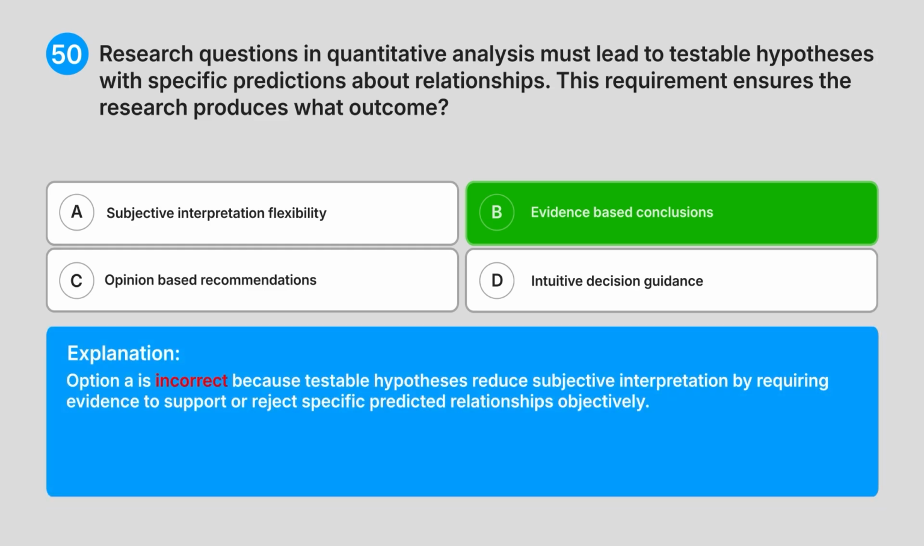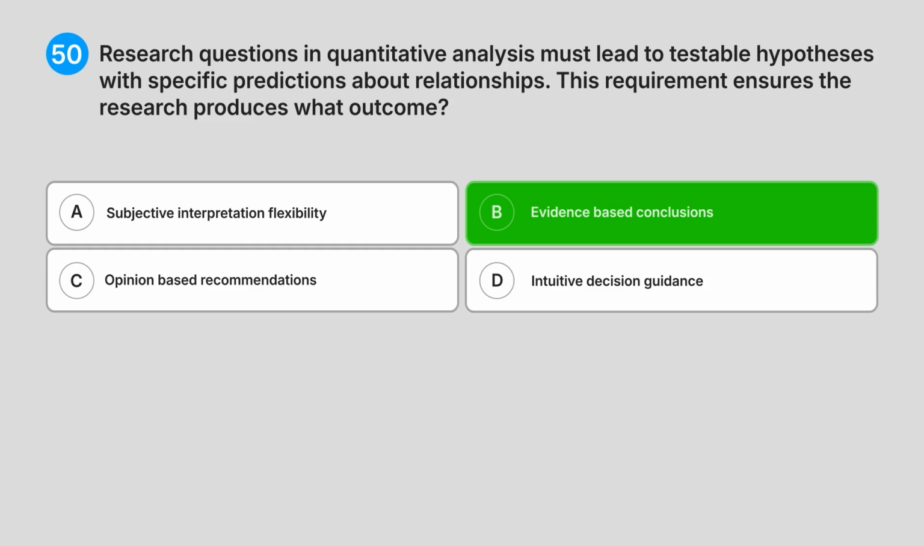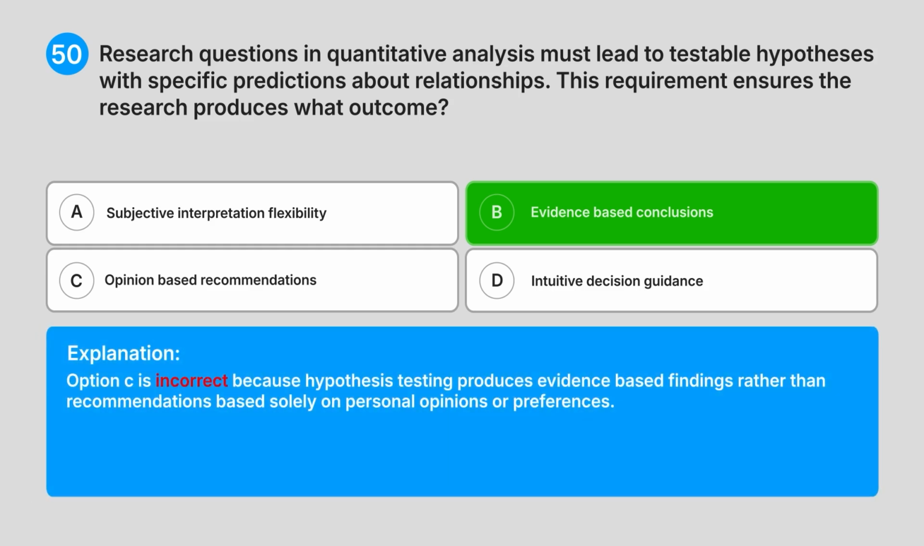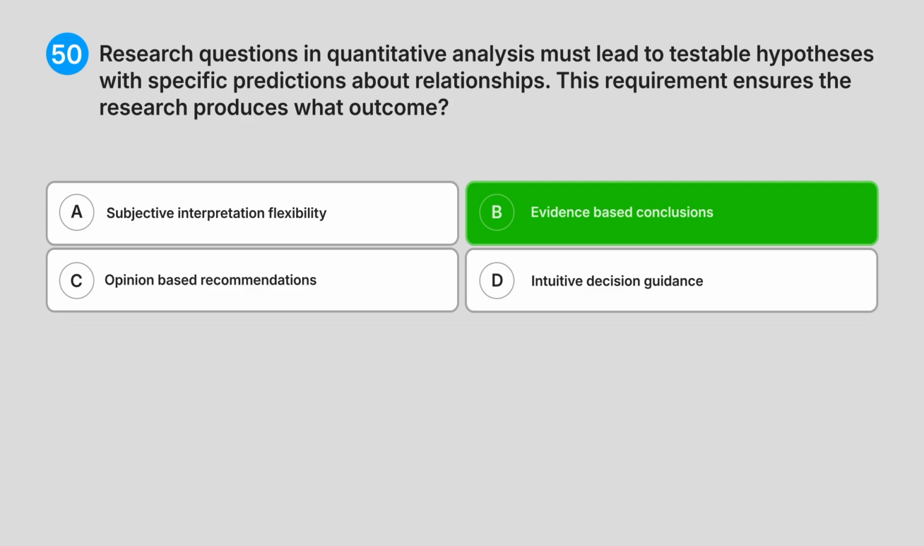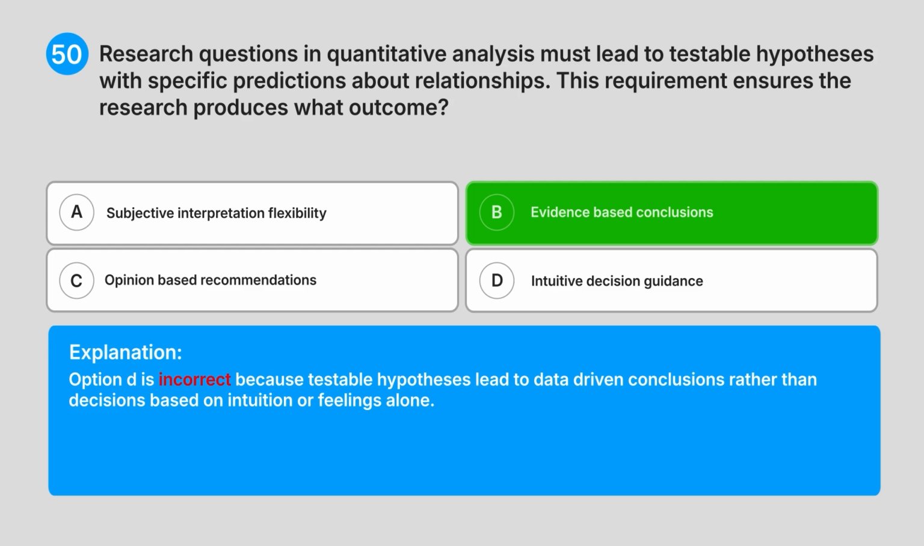Option A is incorrect because testable hypotheses reduce subjective interpretation by requiring evidence to support or reject specific predicted relationships objectively. Option C is incorrect because hypothesis testing produces evidence-based findings rather than recommendations based solely on personal opinions or preferences. Option D is incorrect because testable hypotheses lead to data-driven conclusions rather than decisions based on intuition or feelings alone.